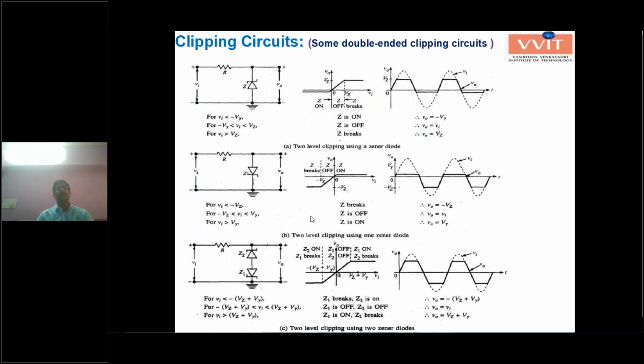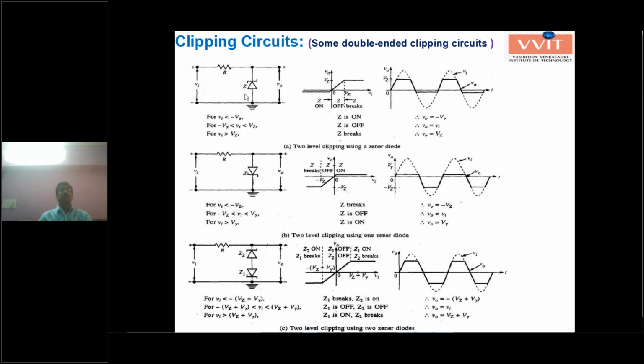And next, the same clipping operation can be done by using a Zener diode also, a single Zener diode and multiple Zener diodes, two diodes also. So what is the transfer characteristic and what is the output waveform? You have to go through this one. Otherwise, I will explain the first one. Whenever Vi is less than minus V gamma, that means the negative peak, then the diode will be on, in the reverse bias condition. Once it is on, the output voltage V naught equal to minus V gamma.